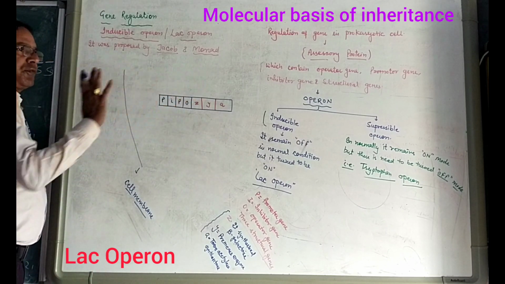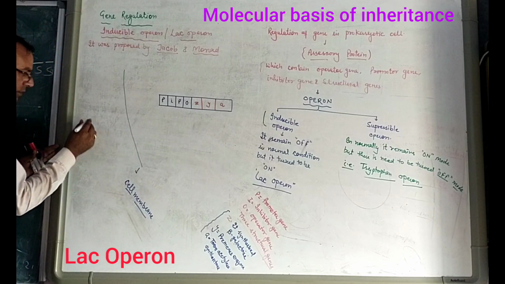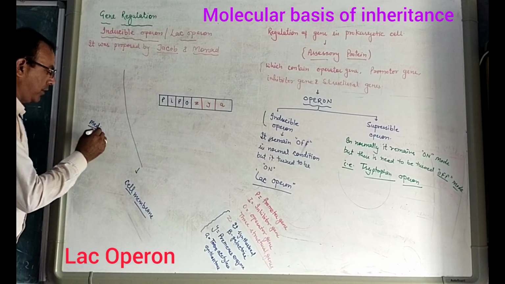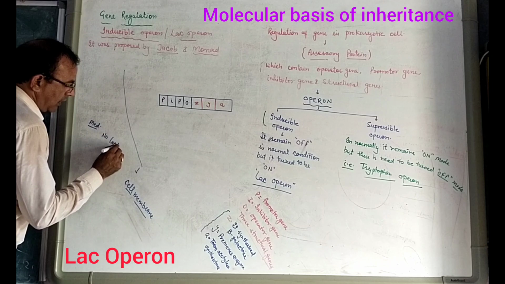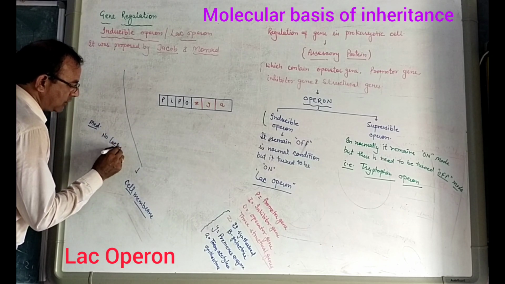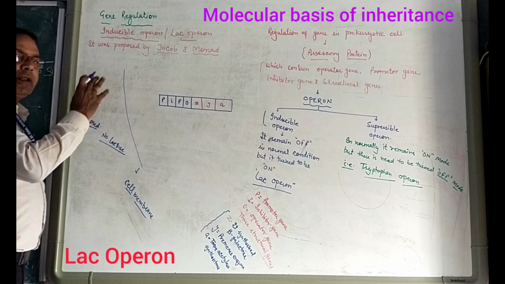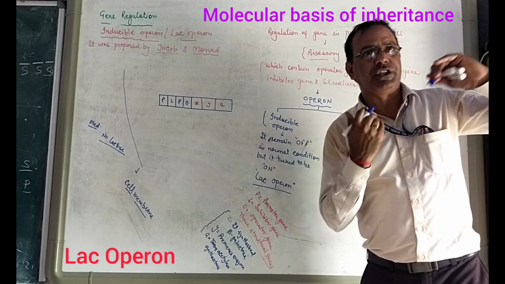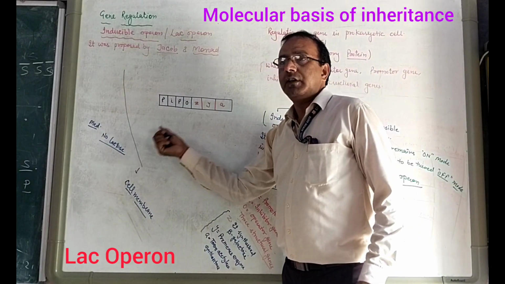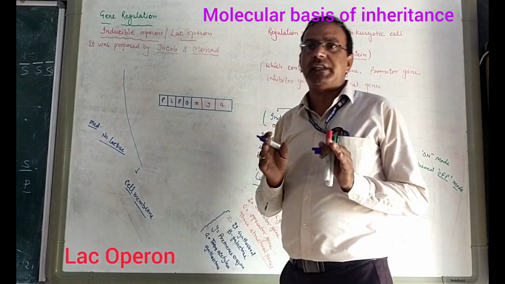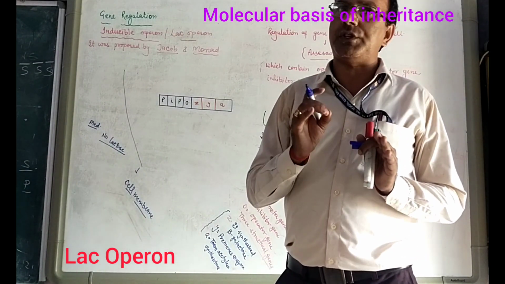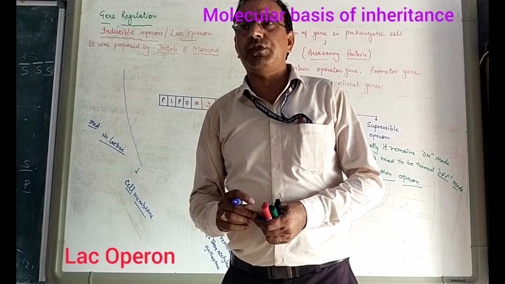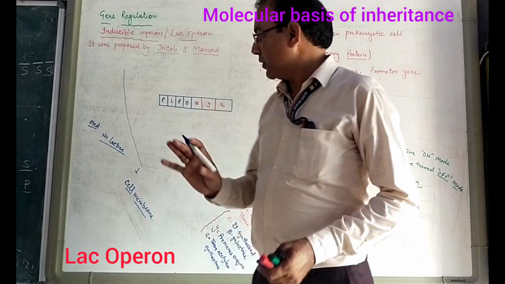How may the function be performed? If the outer medium, this is the medium, contains no lactose, then what would happen if there is no lactose present outside the plasma membrane or cell membrane? There is no transportation of the lactose and its conversion into glucose, because the process of converting lactose into glucose is a highly energy consuming process. If there is no lactose present, then there is no need to convert it into glucose.